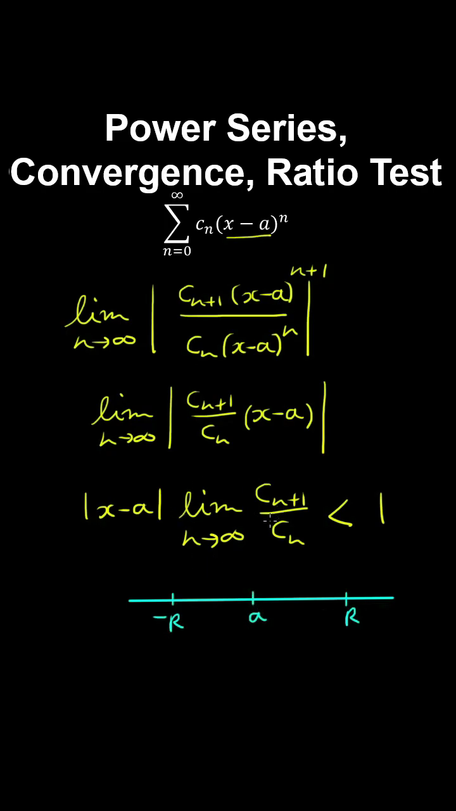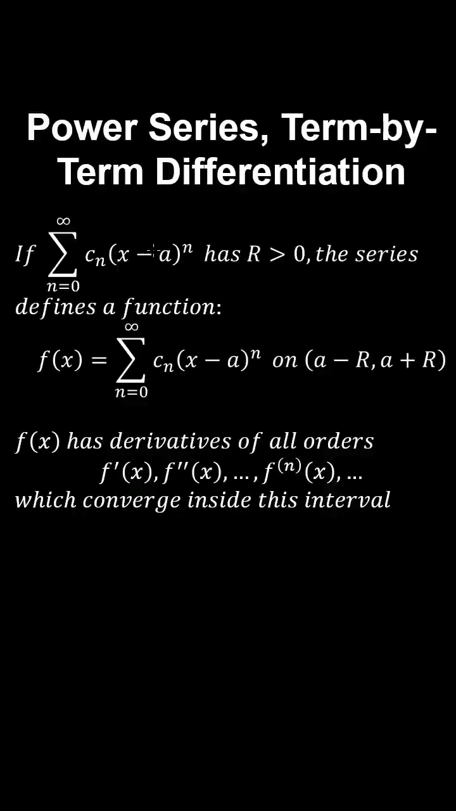So recall the convergence conditions. We can have convergence over an interval, at a single point, or for all values of x from -infinity to infinity, and we'll see that in a few examples. If a power series has a radius of convergence greater than 0, then the series defines the following function on the open interval from a minus the radius of convergence to a plus the radius of convergence. And f of x has derivatives of all orders which converge inside this interval. We'll see that this condition means that the power series is the Taylor series of the function to which it converges over the open interval.